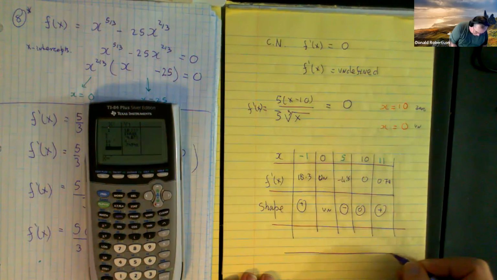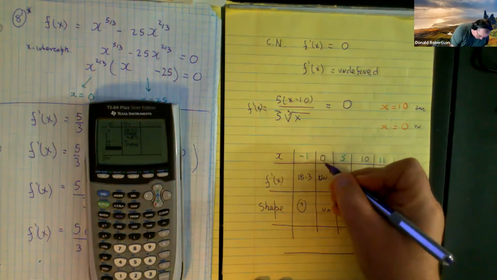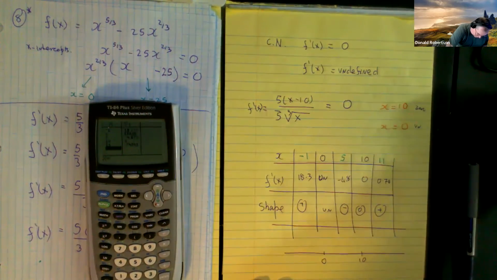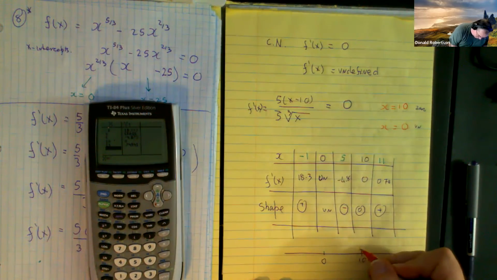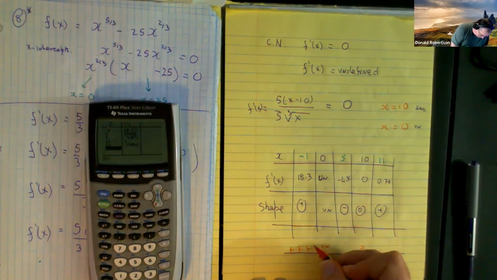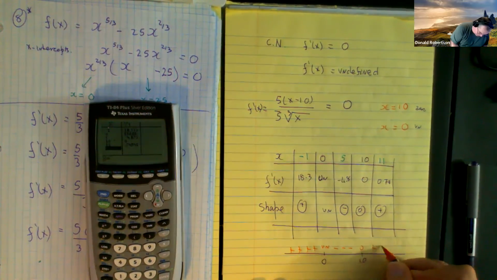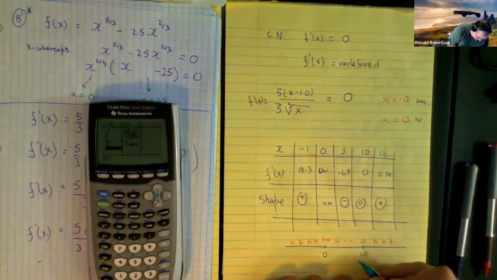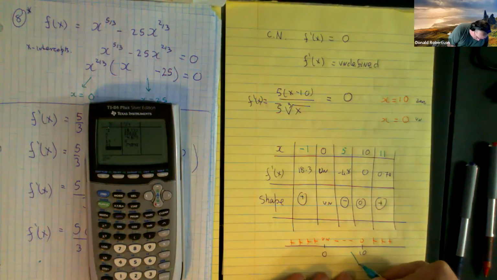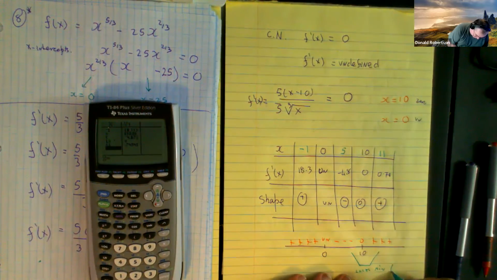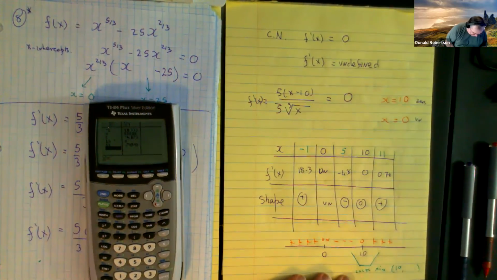I'll draw my little number line thing, and I'll put in my 0 and my 10. Only put in my critical numbers. And here it's 0, and here it's undefined. And on this side, they're all pluses, then it's all negatives, and then it's all pluses. And if I try and figure out what's going on, here it's going down, it's going horizontal, and it's going up. So I know for sure that there's a local minimum here. And it happens at x equals 10, and I'll figure out the y value later.